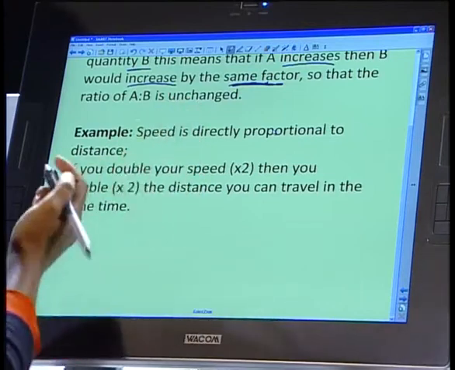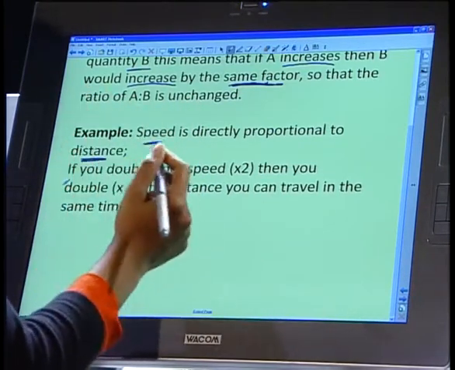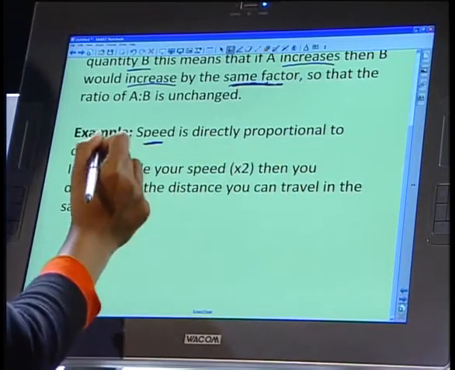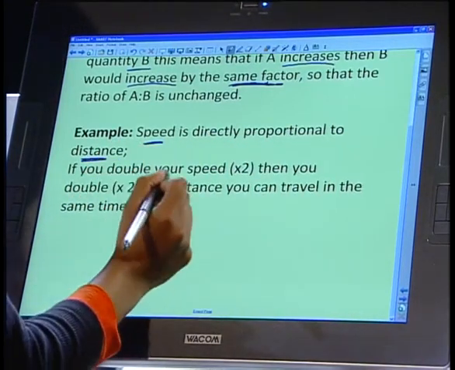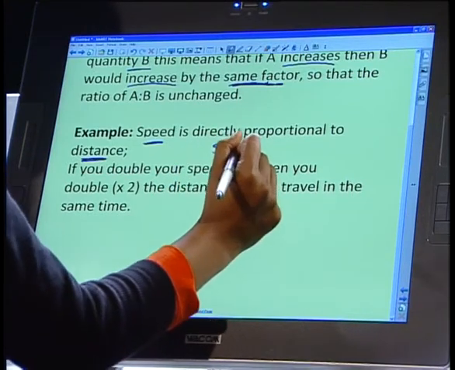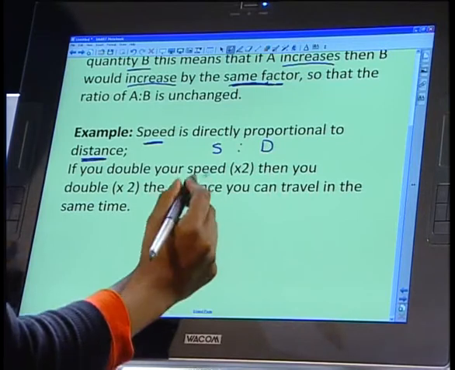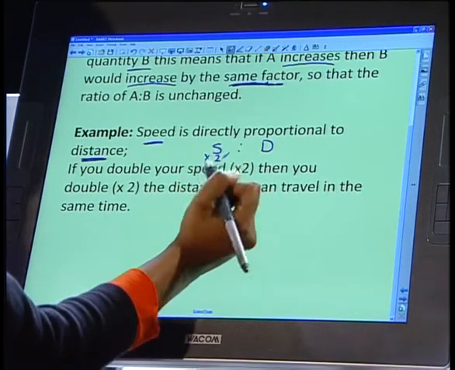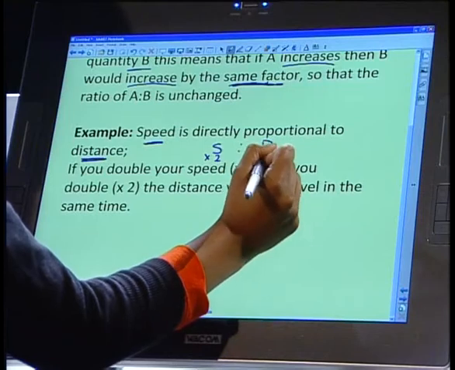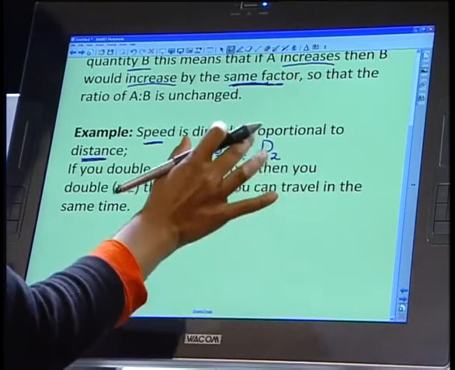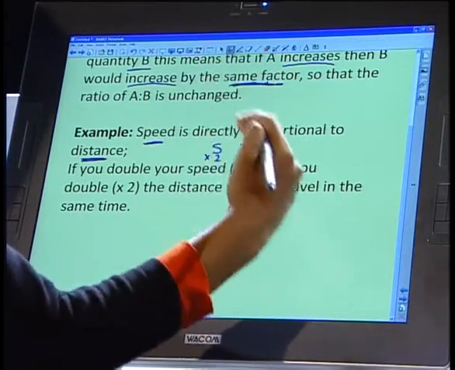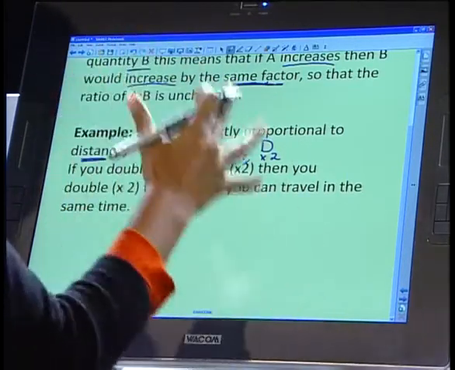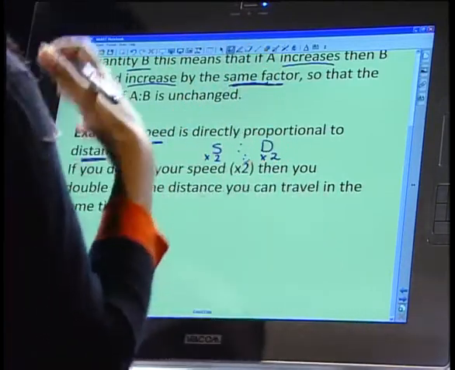So a really good example is speed versus distance. We know that speed is directly proportional to distance, and the reason for that is if you double your speed, so let's call speed S and distance D, in other words times it by 2, then you will double your distance. So the ratio of speed to distance will remain unaffected. Okay, so speed is directly proportional to distance, and hopefully your marks are directly proportional to the amount of hours you spend studying. So hopefully the more you study, the better your marks will be.